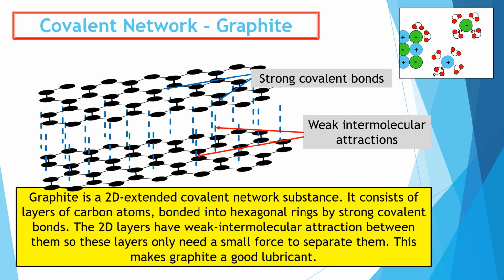And remember, the reason the two scientists, I forget their names, who won the Nobel Prize were able to separate graphene layers, each individual layer, from each other, is because the attractions between the layers were so weak.